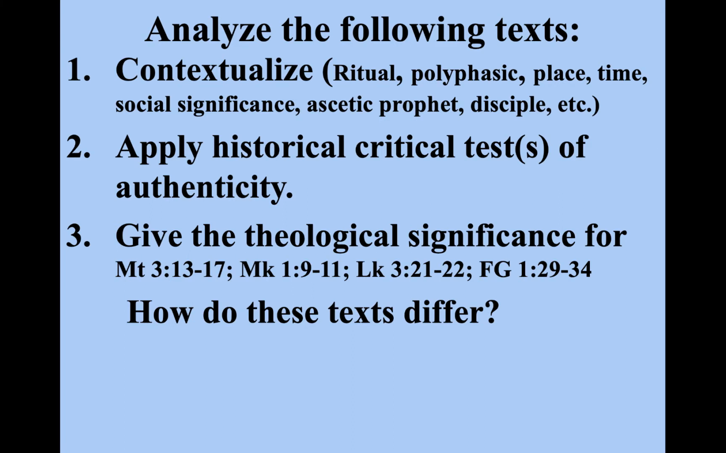So analyze the following text. In other words, we begin by contextualizing, putting it in the original culture and history. Is there a ritual involved? Recalling that this is a polyphasic culture. Where is it happening? What time? What could possibly be the social significance? For example, a ritual meal again. Is this person a prophet, an ascetic prophet, someone like John the Baptizer, a disciple, etc.? And then apply the historical critical test of authenticity, which we've gone over. And also try to identify the theological significance or meaning for these Gospels.